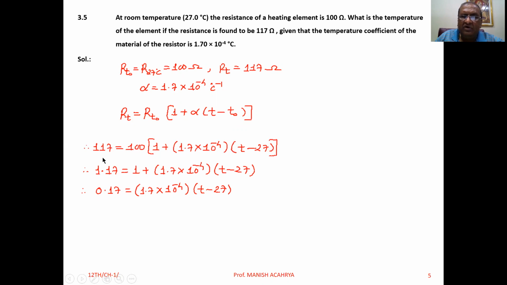So take this 100 on the left hand side. So 117 by 100, that is 1.17, equals 1 plus alpha, that is 1.7 into 10 raised to minus 4, into T minus 27. Take this 1 on the left hand side. So 0.17 equals 1.7 into 10 raised to minus 4 into T minus 27. Now make T minus 27 the subject of the equation and solve it. You will get the resultant answer T in degree Celsius. Clear?